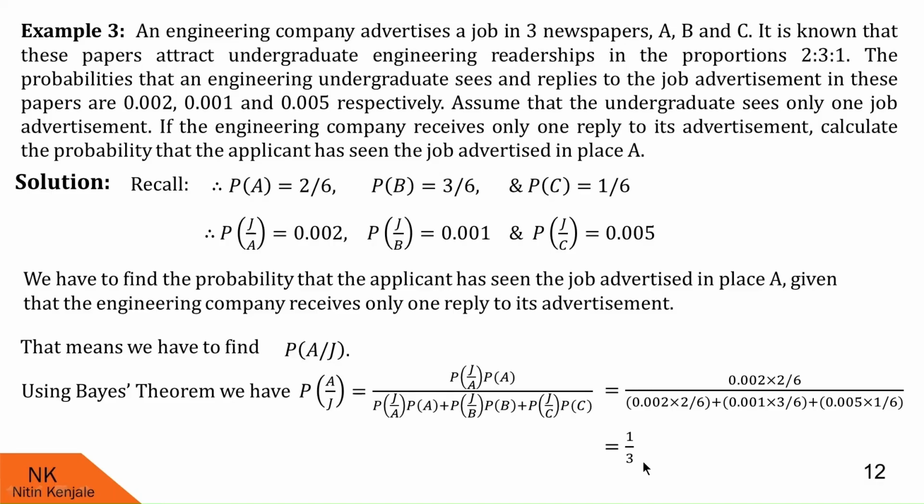Guys, you can pause the video and check this calculation using calculator. Therefore, now we can say that the probability that the applicant has seen the job advertisement in newspaper A, given that the engineering company receives only one reply to its advertisement, is 1 by 3. I hope guys you understood this answer.